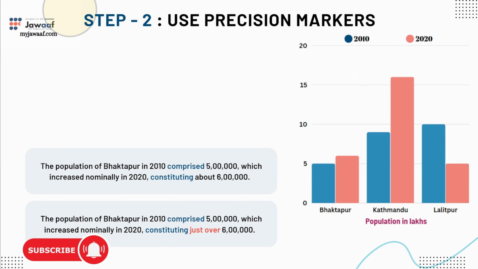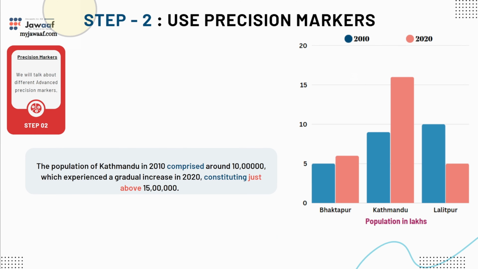Now let's do one last example. Here we are. So here it's written, the population of Kathmandu in 2010 comprised around 10 lakhs, right? See, it's around 10 lakhs, which experienced a gradual increase in 2020, constituting just above 15 lakhs. Here we have just above 15 lakhs. Now, what is this gradual increase? See, this is called a language of change. In this case, you are comparing two populations of Bhaktapur, right? So you need to use language of change, whether it has increased or decreased or remained constant. In this case, you need to use language of change.